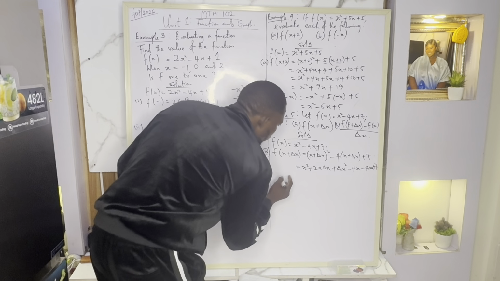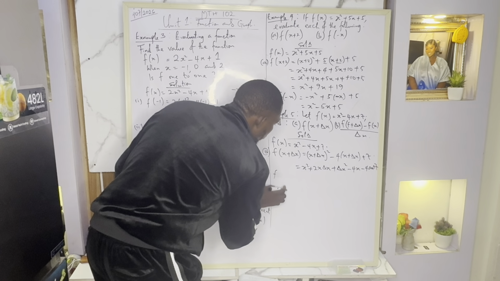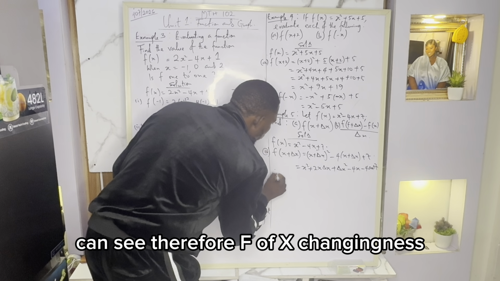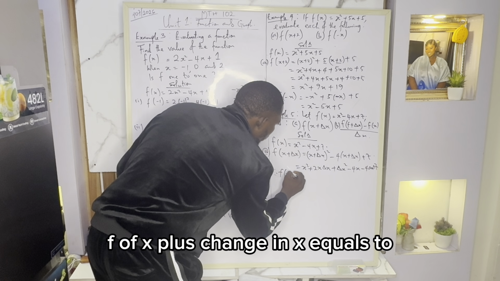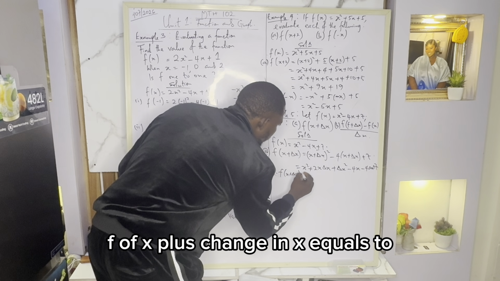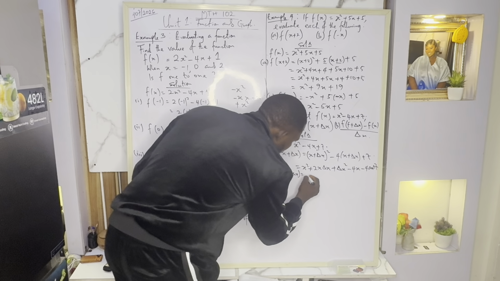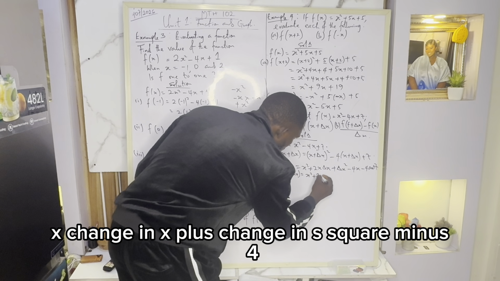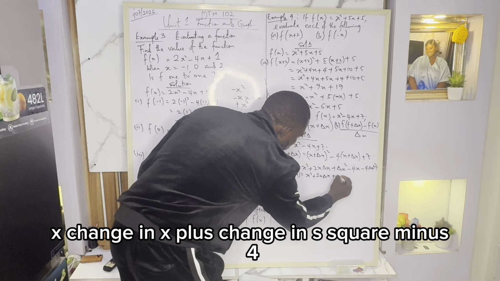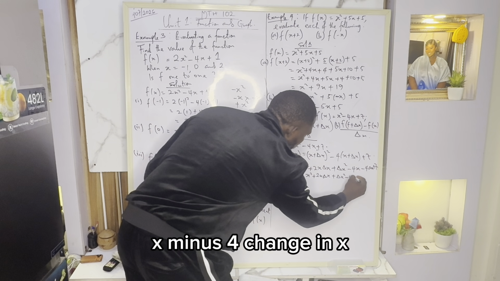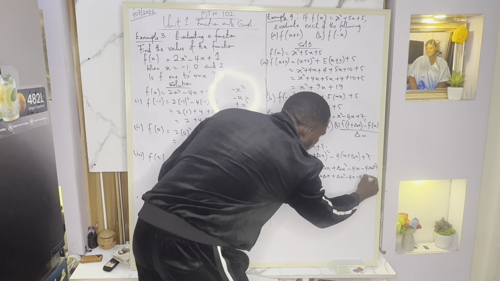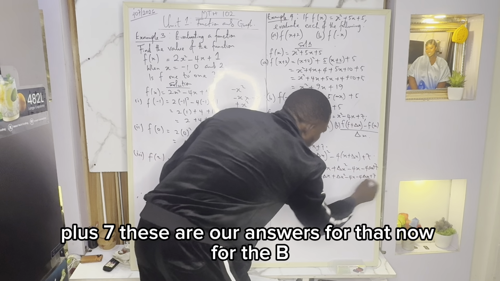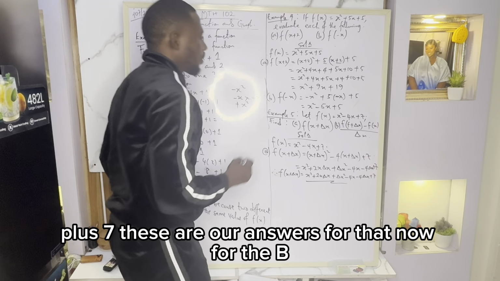Automatically, you can say therefore f of x plus change in x equals x squared plus 2x change in x plus change in x squared minus 4x minus 4 change in x plus 7. These are our answers for that.